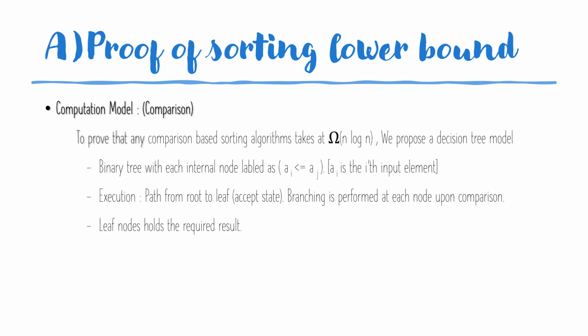For any comparison based sorting algorithm, we just take the binary tree with nodes where we compare two elements. If it's a yes, the decision tree will move on one side. If it's a no, it will go on the other side. So we just execute from the root node to the leaf node, and at the end of the tree we get the leaf nodes, right? So that will be our answer. So leaf nodes hold the result for us. So we need to prove that this takes at least n log n time.